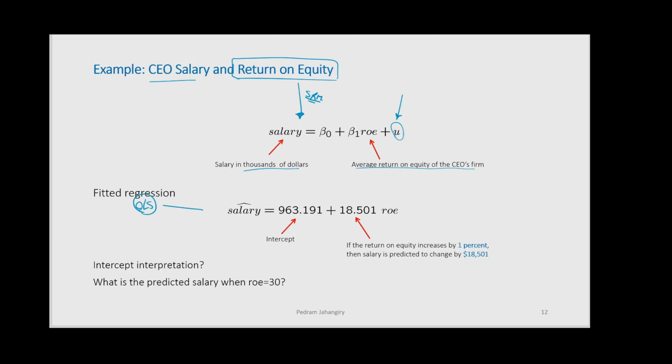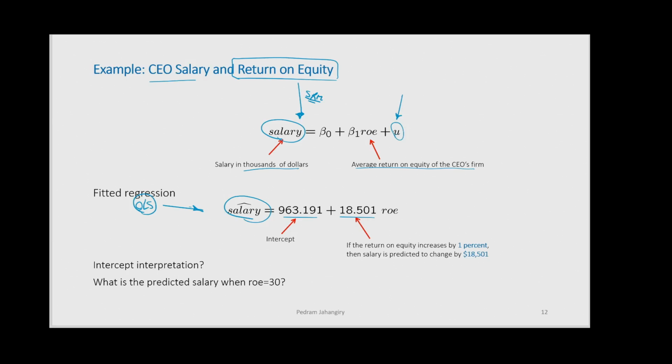OLS is going to give us back this fitted line. The fitted line is salary hat. Be very careful: here we have salary, here we have salary hat, because this is the estimate. This is a fitted line, the estimated value, a predicted value for salary. It's going to be 963 plus 18.5 ROE. Now let's interpret them one by one.